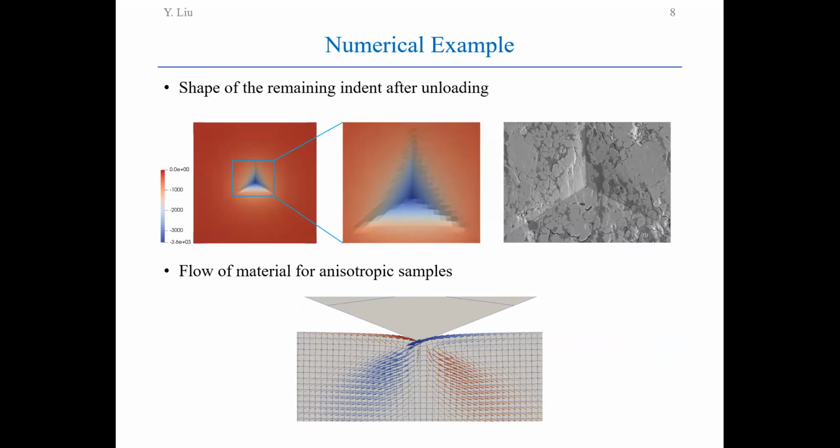The model is also able to capture the material flow during the indentation test, which is shown in the bottom figure. The bottom figure shows the scaled velocity for the sample during the test, and the sample is an anisotropic sample with a bedding plane of 45 degrees to the horizontal direction. When the sample is compressed by the indenter, the material tends to flow from the stronger bedding plane normal parallel direction to the weaker bedding plane normal direction, which is shown by the blue arrows.